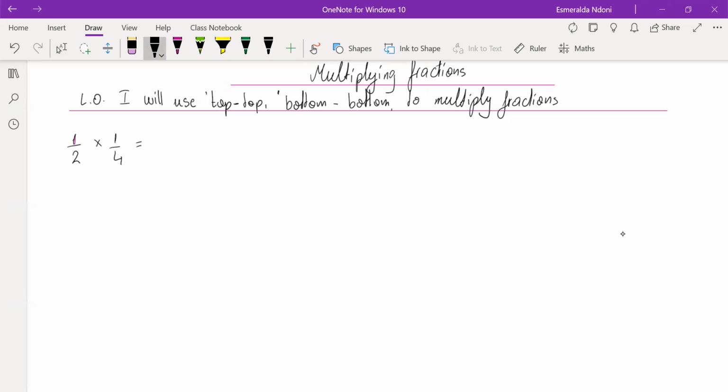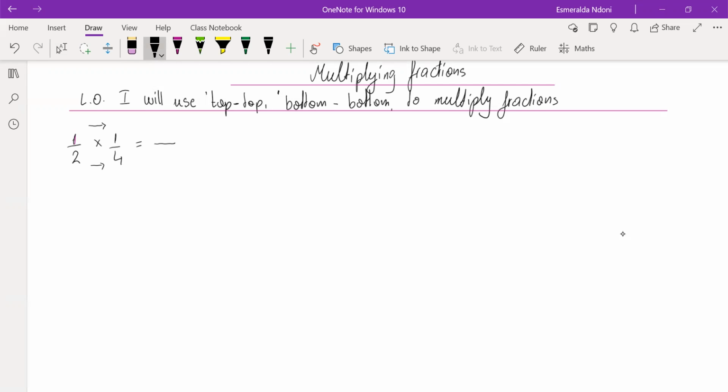So when I say multiply in fractions, you say back top, top, bottom, bottom. And this is what it means. We multiply the top numbers together, so the numerators together, and we multiply the denominators together. So let's just do that. We write the fraction line.